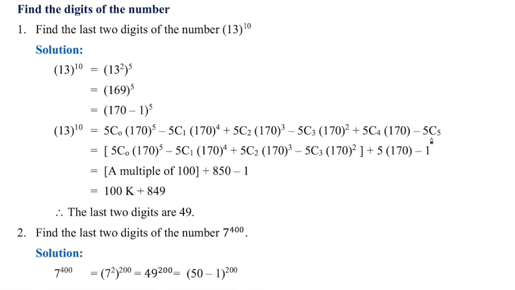So last two digits is 1, is one digit. Oh, that is not 1. Find the last two digits. The last two digits are 49.